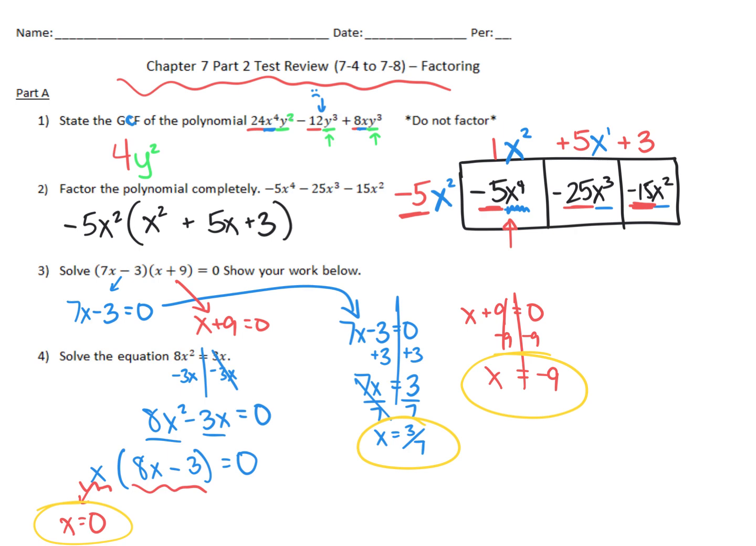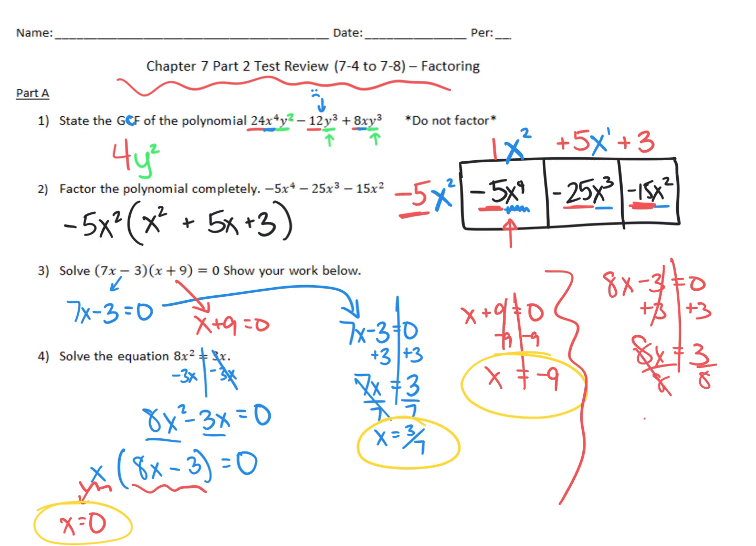But he's going to be a little bit more work. So I'm going to take this, I'm going to put it all the way over here on the right. 8x minus 3 equals 0. I'm going to add 3 to both sides. And I'm going to divide by 8. So x equals 3/8. So there's two solutions for that one. That one had a couple more steps because we had to make it equal to 0 and we had to factor it.